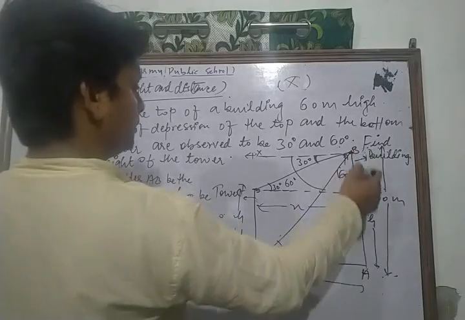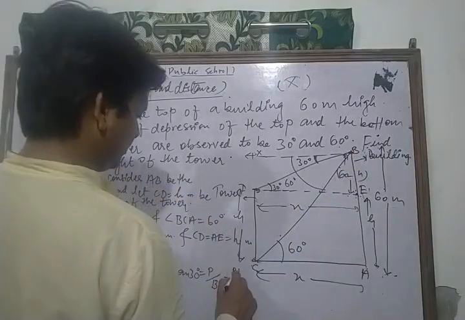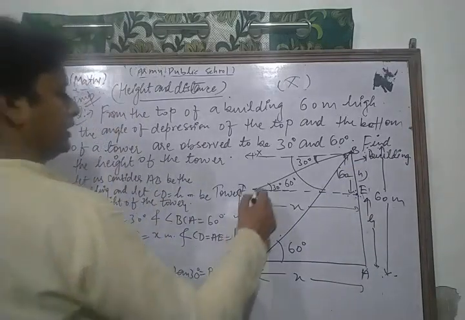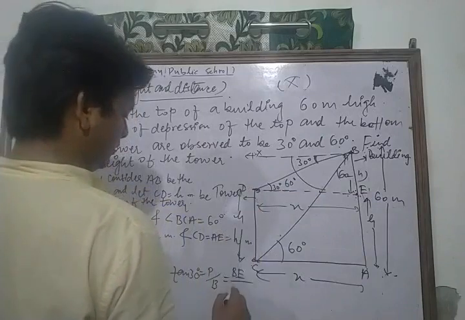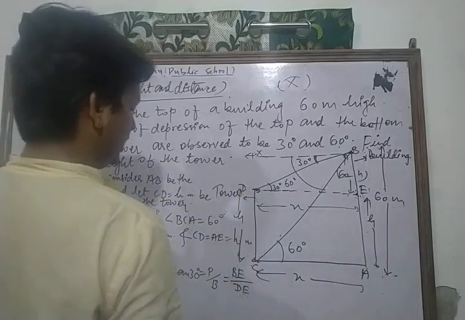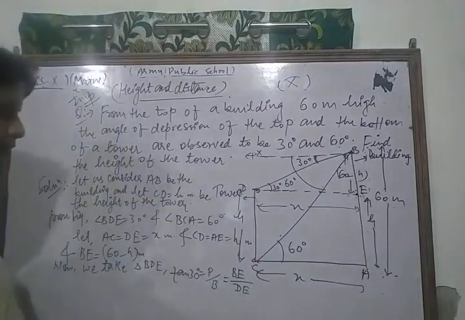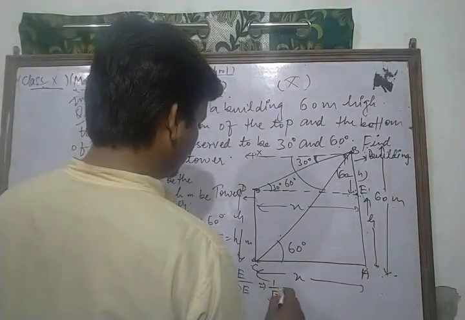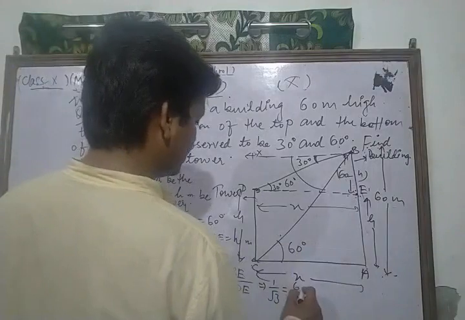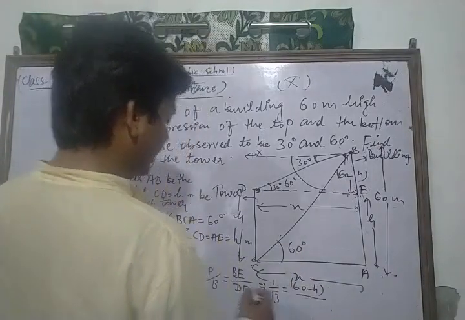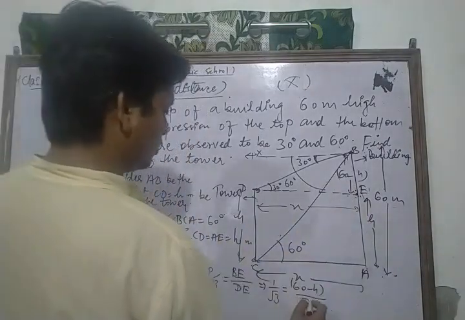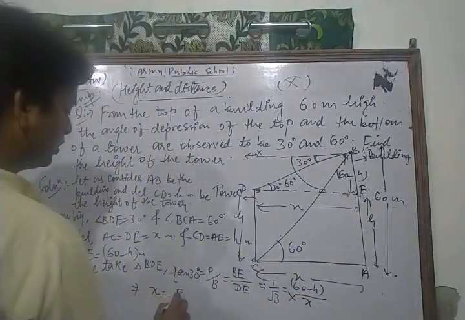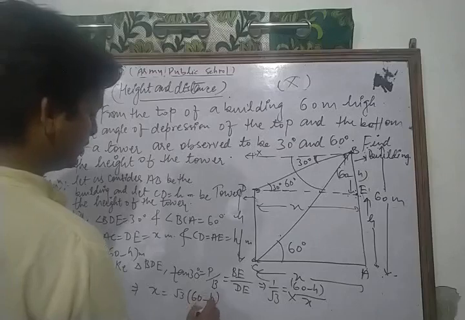So perpendicular is BE, upon base is DE. Basis was DE. Okay. Now tan 30 is 1 upon under root 3, which is equal to BE, that is 60 minus h, upon DE, and DE was x. So we do the cross multiplication. So x is equal to under root 3 in bracket 60 minus h.